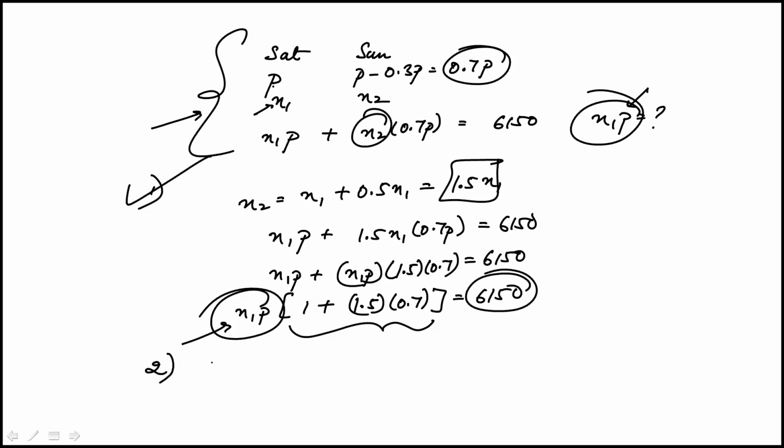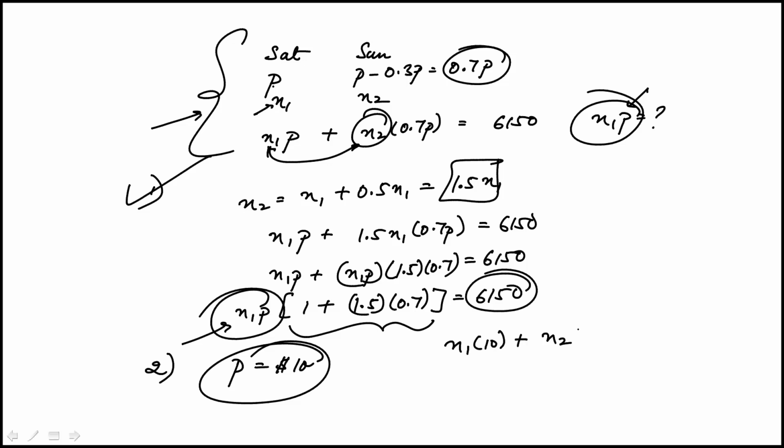And then if we look at statement 2, it says the price of each regular admission ticket last Saturday was $10. So P is $10. That alone doesn't tell me anything because I don't know how N1 and N2 are related. Because if you replace that with 10, then that's what we have, and I need to figure out N1 times 10, and I can't. So 2 alone is insufficient.